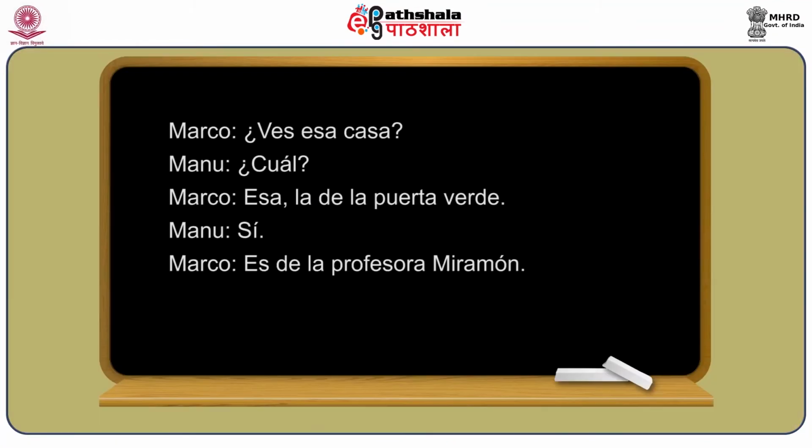One says, ¿Ves esa casa? ¿Cuál? Esa, la de la puerta verde. Sí, es de la profesora Miramón. So in this sentence, as you have seen, the demonstrative pronoun esa is used, which is replacing the house. That is, instead of saying again that house, we have used esa, meaning that, and it is a pronoun, so it is replacing the house, and the other person can automatically understand because it avoids a repetition of the noun.